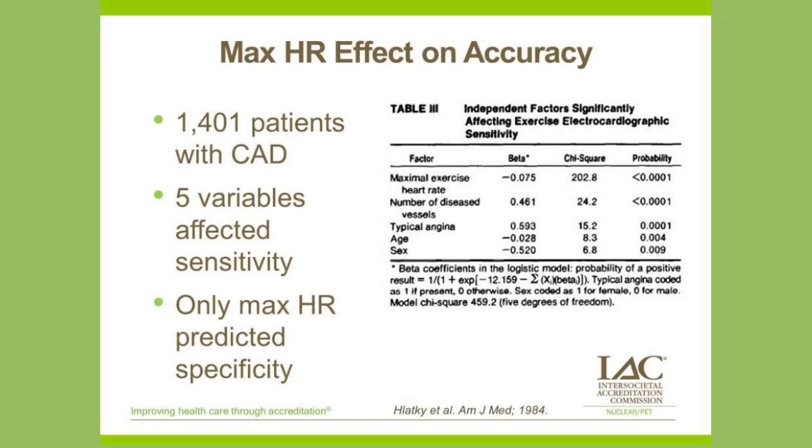If you look at the table on the right, the chi-square, which is sort of the marker for how significant a variable was, was 10-fold higher for maximum exercise heart rate. So this was a very significant variable. When they looked at specificity, maximum heart rate was the only variable that predicted specificity. And this makes sense. The higher you get your heart rate, the more likely you're going to identify disease that the patient has.